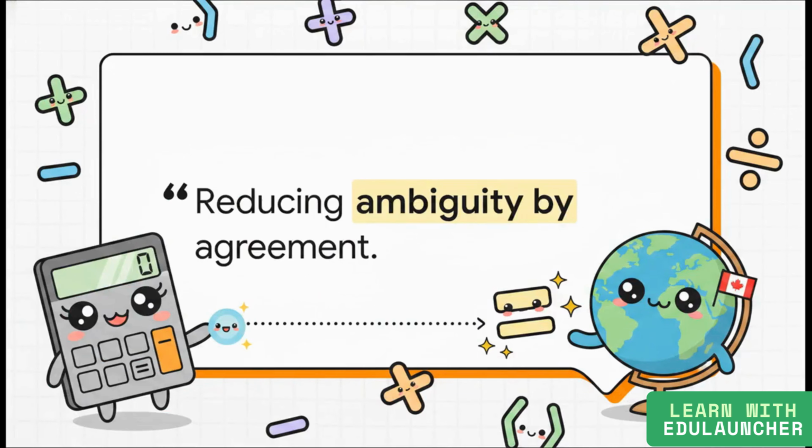But why do we even need rules like this? Well, it's all about making things clear. Imagine trying to build something with instructions that could be read two different ways. It would be a disaster. These rules make sure an equation means the same thing to me, to you, and to an astronaut on the space station. It's math's universal language.